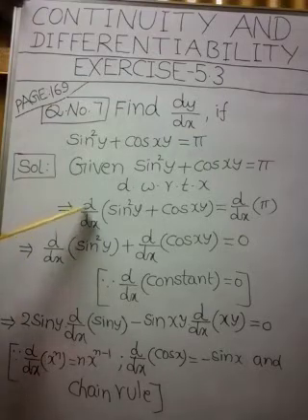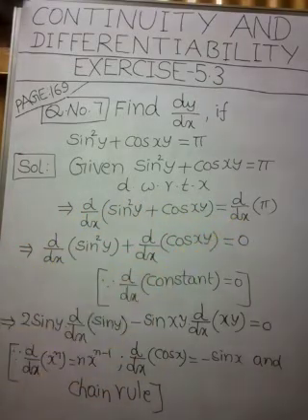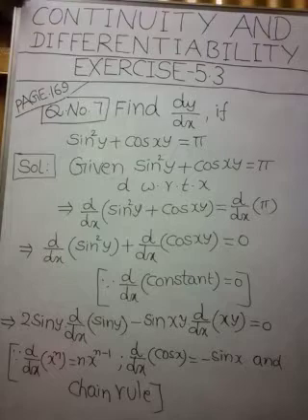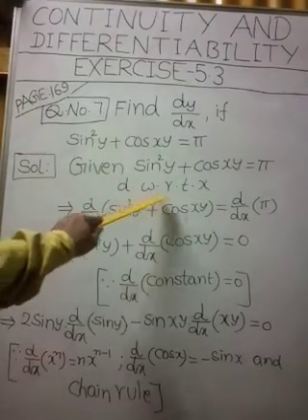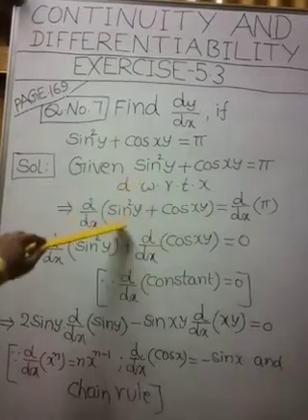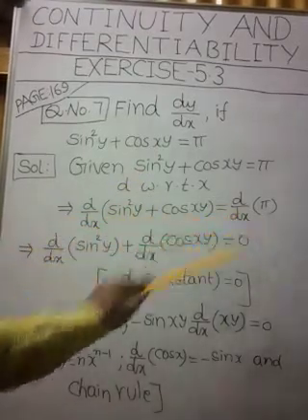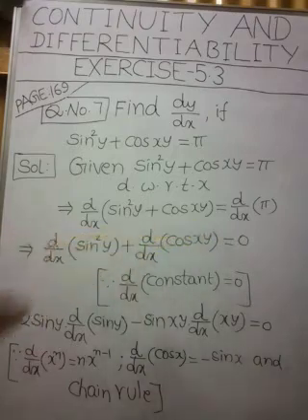So we are writing the differential operator on both sides. d by dx is the differential operator here because we are differentiating the function with respect to x. So d by dx of sin square y plus cos xy is equal to d by dx of pi. Understood this step, my dear children?